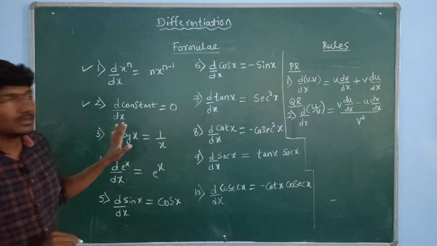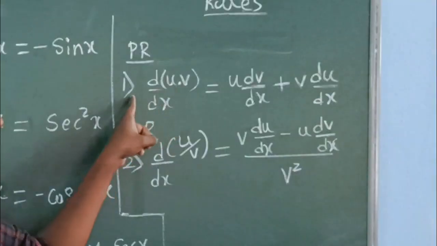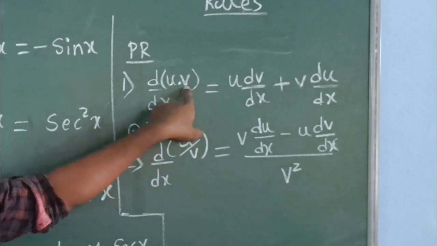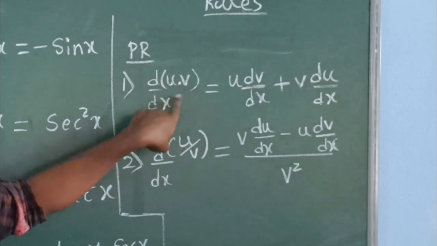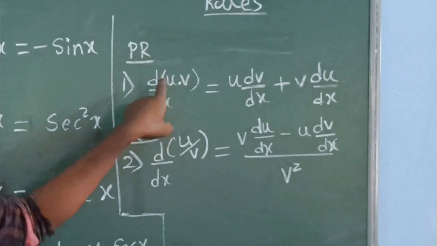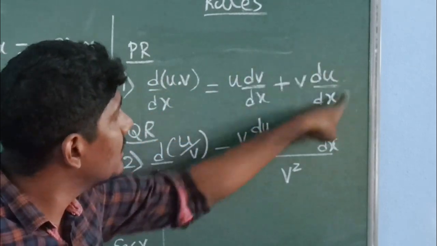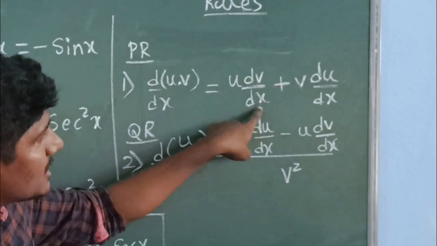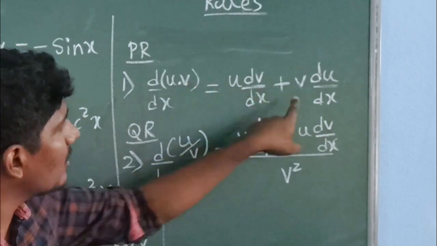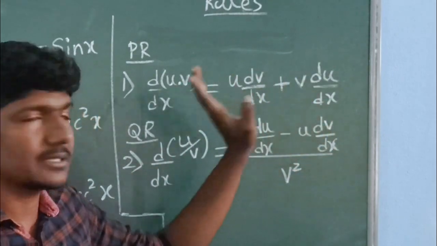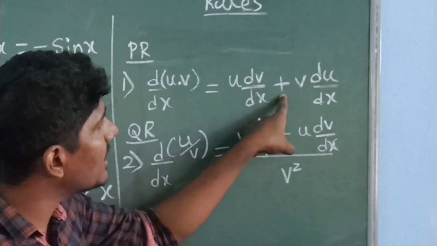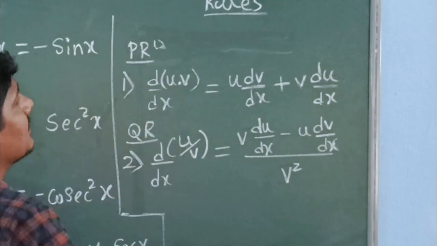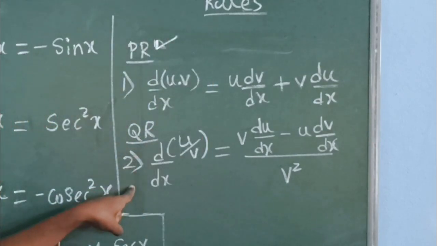They are very useful. Then we have two rules. One is called the product rule, another is called the quotient rule. So what is the product rule? Here we have two variables, u and v, and we need to differentiate them with respect to x. Keep u outside, differentiate v with respect to x, plus keep v outside and differentiate u with respect to x. So it is u dv by dx plus v du by dx. This is the product rule, and this is very important.